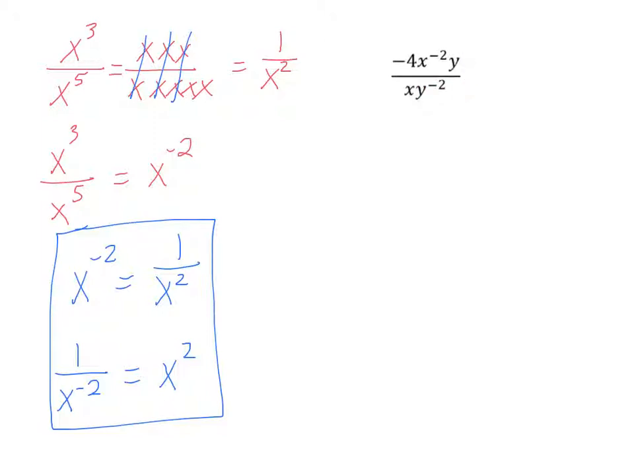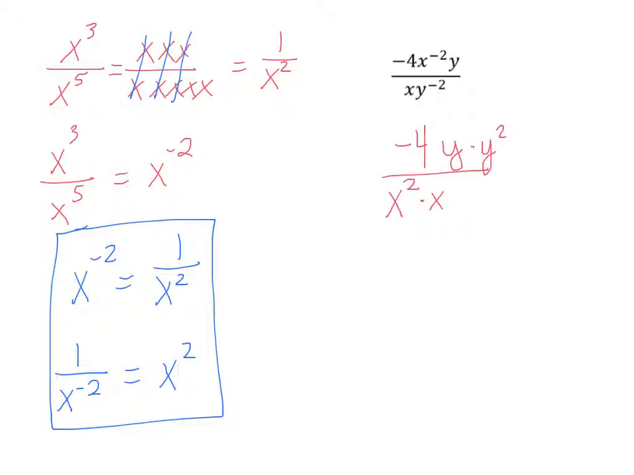Okay, so let's rewrite all of this. My negative 4 is just going to stay put. And then the x to the negative second is going to go down, but when I move it down, it's now going to be positive. And then the y just stays where it's at. Now let's look at the denominator. This x stays put, but this y squared is going to have to go up. So the x stays put, and the y squared goes up.